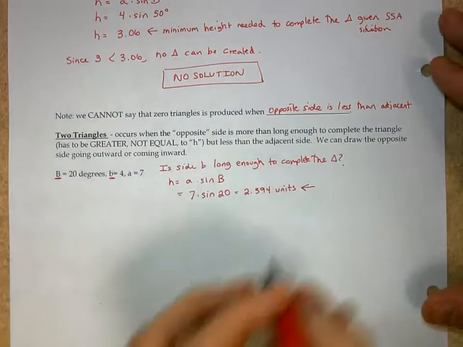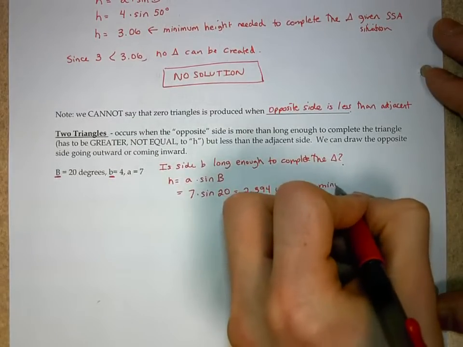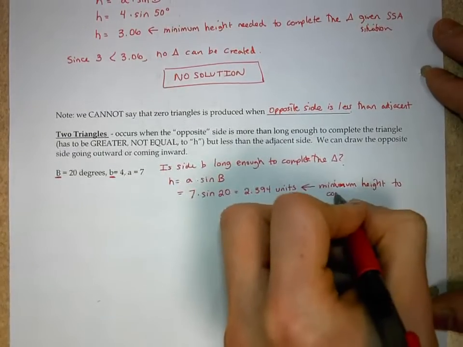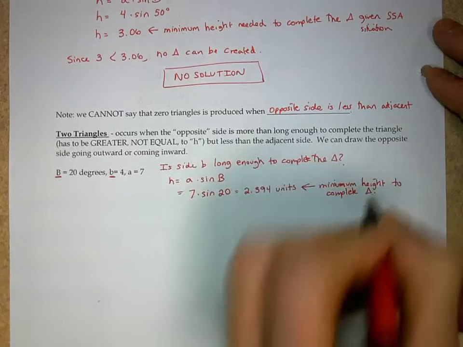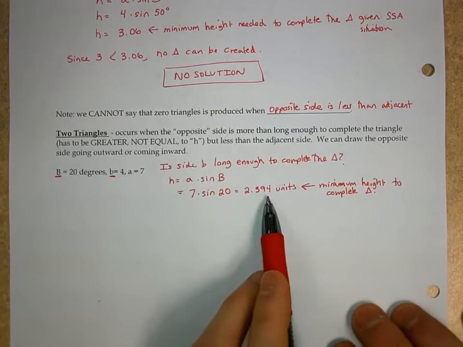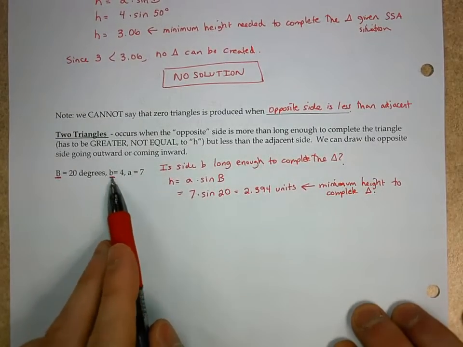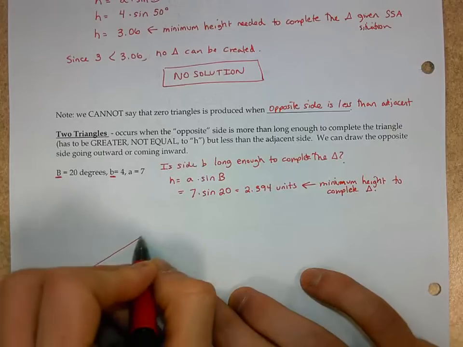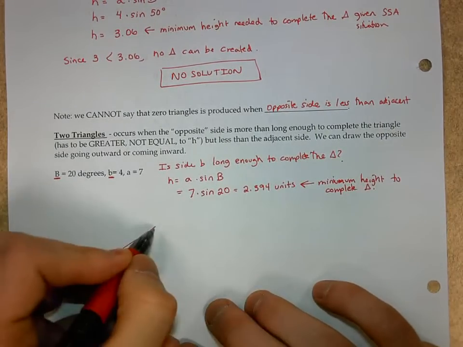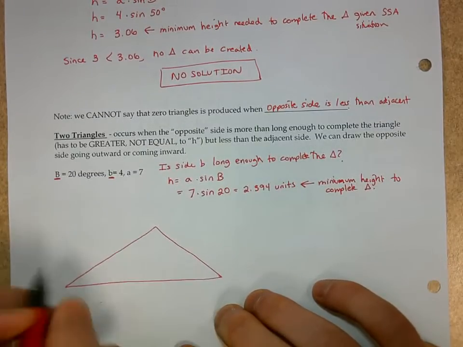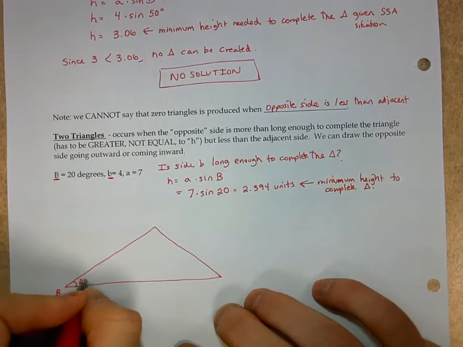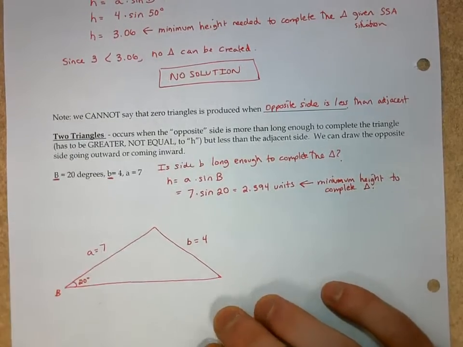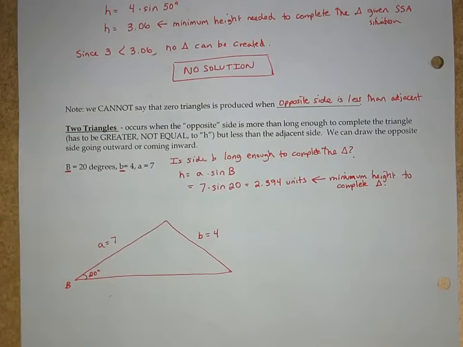So this right here is going to be the minimum height to complete the triangle. So I look here, okay, 2.394. I've been given 4 units to work with, so yes, I can complete the triangle. So I'm going to draw a very quick sketch of this triangle. So here's my angle B, which is going to be 20 degrees. Side B is going to be 4, and side A is going to be 7. So I know I've got at least one triangle.